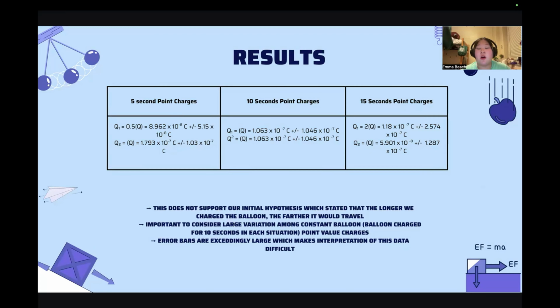So this does not support our initial hypothesis, which stated that the longer we charge the balloons, the farther they would travel. It's important to consider large variations among constant balloons, like the balloon charge for 10 seconds in each situation. The point value charges and the error bars are exceedingly large, which makes interpretation of the data more difficult.